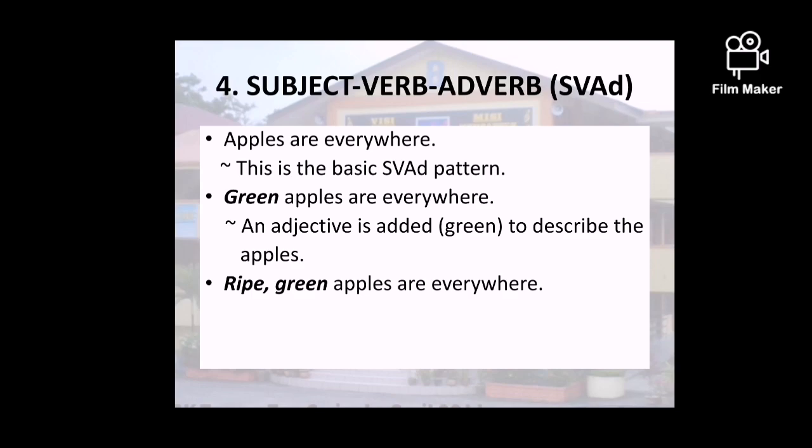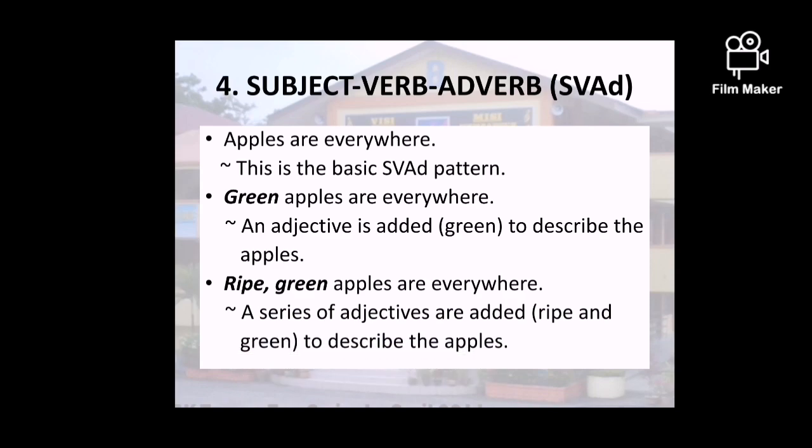But boys and girls, you never know, actually you may add multiple adjectives to describe the noun. So a series of adjectives are added, ripe and green, to describe the apples. In this sentence you may see that it has multiple adjectives and even the adverb everywhere. By adding multiple adjectives, the basic sentence becomes more informative and more varied.